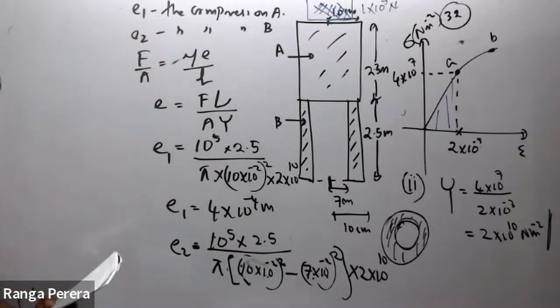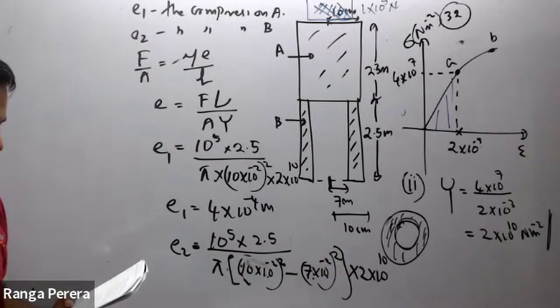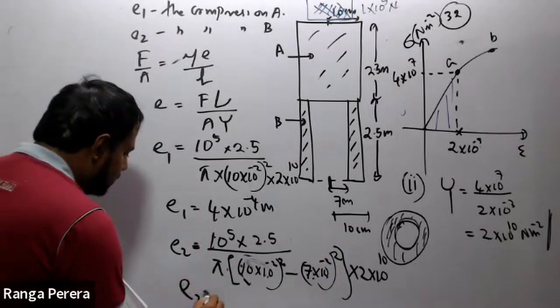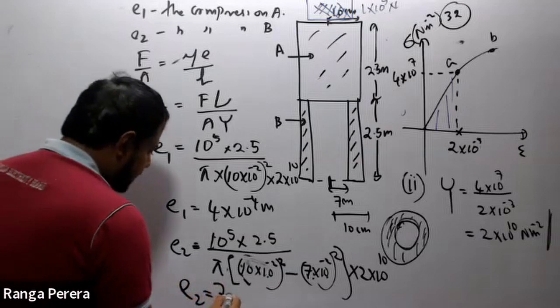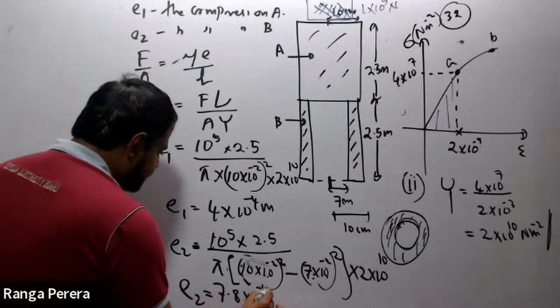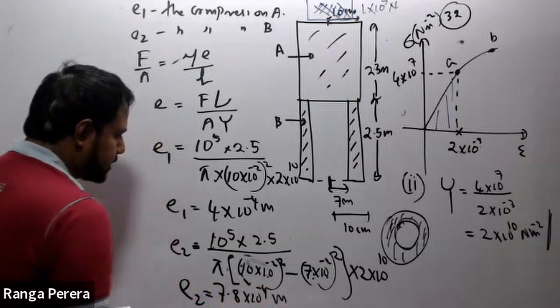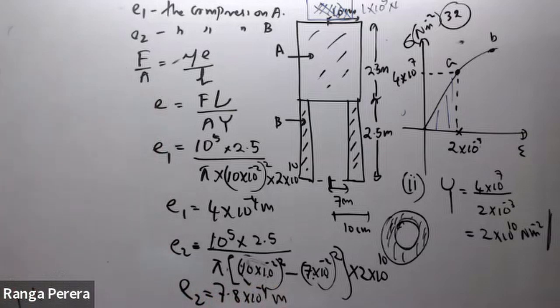What is the maximum load? No, what is the compression? So E2, I would write the value E2. You would probably get an answer like 7.8 × 10 to the power minus 4. So when you do that question as homework, please try to simplify that.